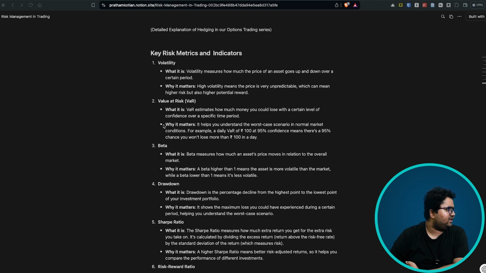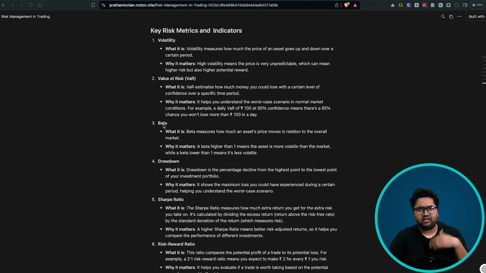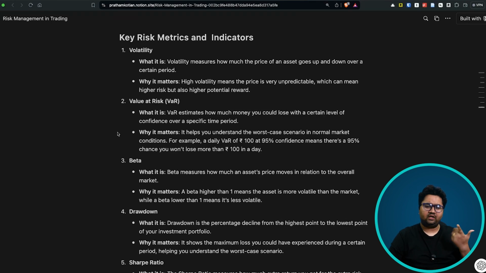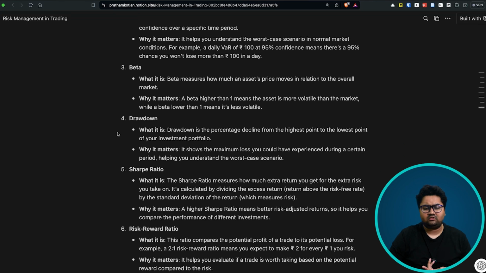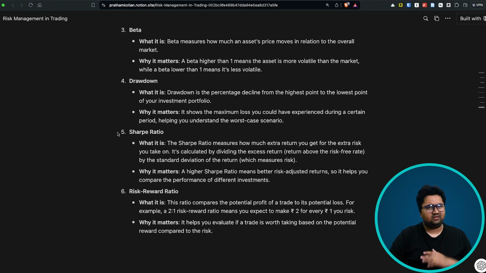Different metrics that you can look at. I'm not going to get into detail about all of this, but you have volatility, value at risk, beta, drawdowns, Sharpe ratios, risk reward ratios. And if we start chasing ratios, it will never end. There are so many ratios in the financial market. I don't think we need to spend time studying all of them. Just converge on a bunch of them and you'll be good.